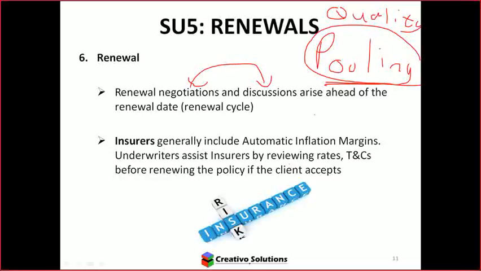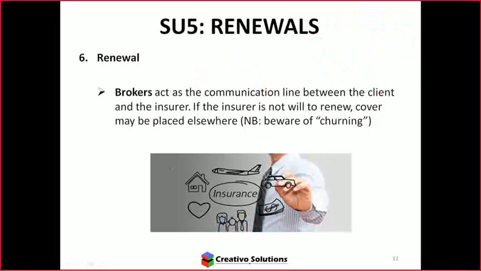So insurers look at including something like automatic inflation margins. Why? Because it helps keep clients on their book for longer. Think about it: if you have a client with an automatic inflation margin, and they accept it, are they your client for a longer period of time? Yes. So sometimes they can have something like this where it helps both parties, because it's also peace of mind for the client. Irrespective of your risk level, if your risk level changes, at least you know you still have cover because they've included this automatic inflation margin. Underwriters will assist insurers with the actual rates. So if the client accepts the automatic inflation before renewal, then that's great, because now you can give the client a policy for 5 years instead of a policy for each year.